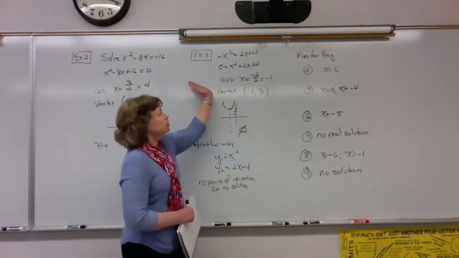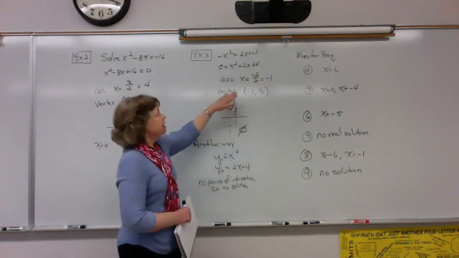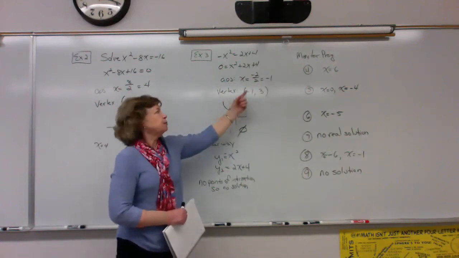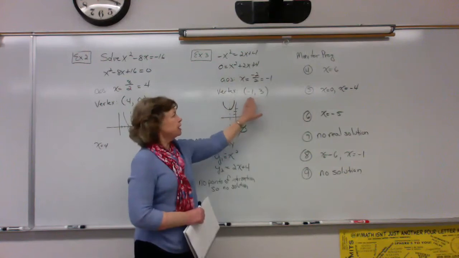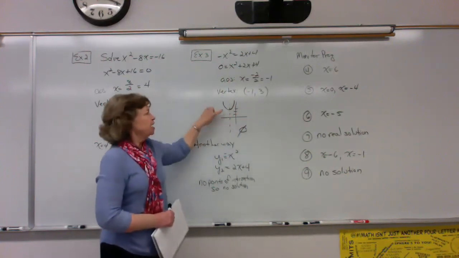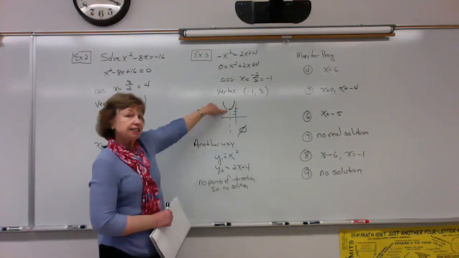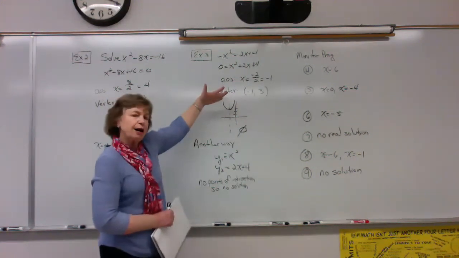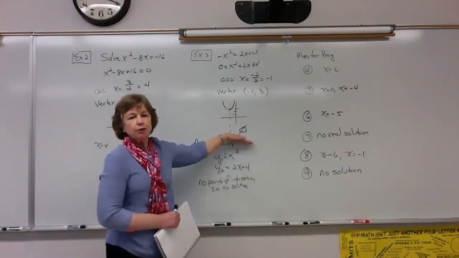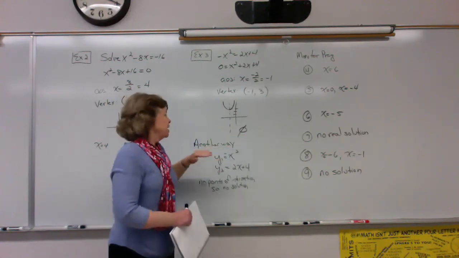Put it in standard form with that x squared on the other side. The axis of symmetry was at negative 1. The vertex, when I plug negative 1 back into that formula, the vertex was negative 1 comma 3. When you graph that, that means that parabola does not intersect the x-axis, and that means there is no real solution.